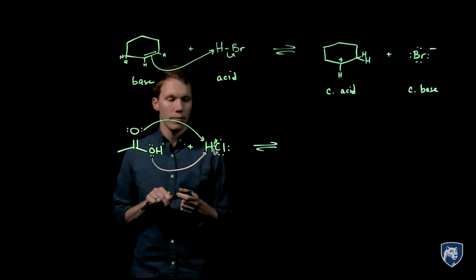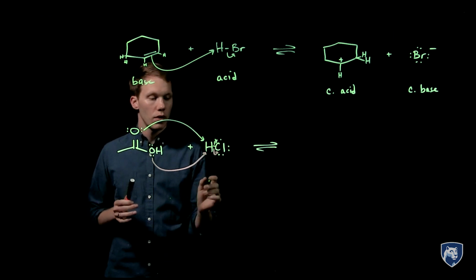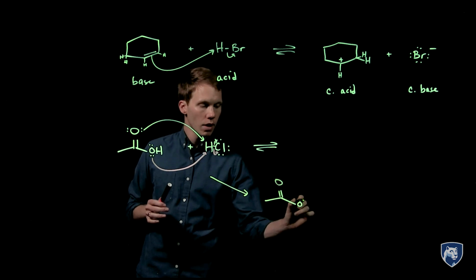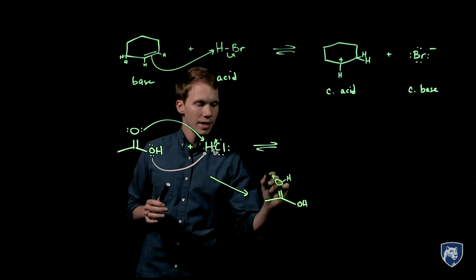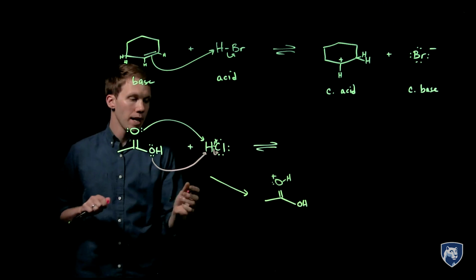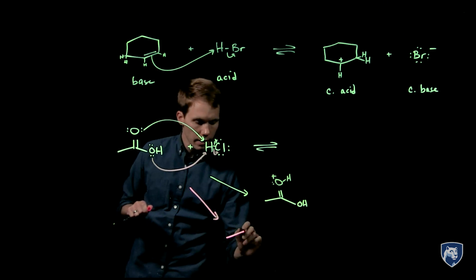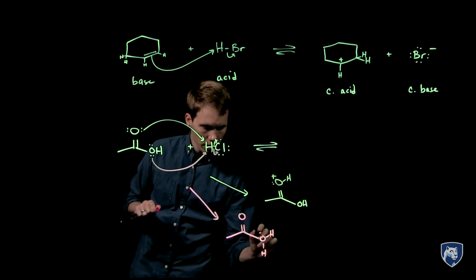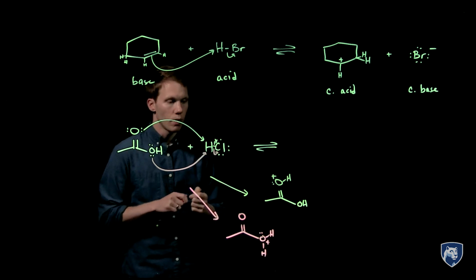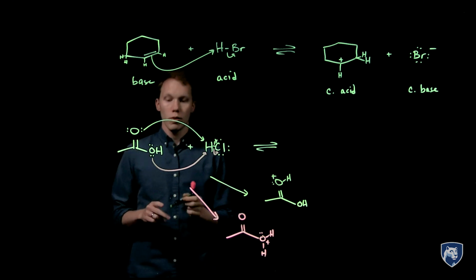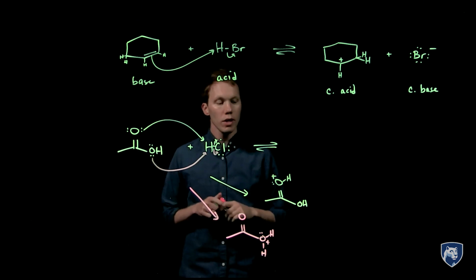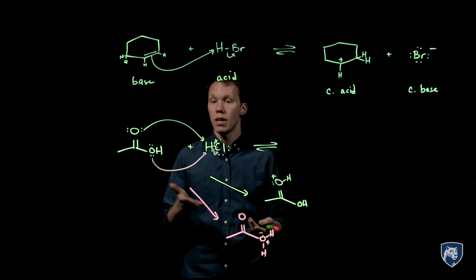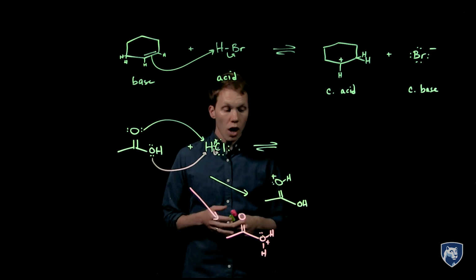So what do we get? Let me draw these both out. So if we go by the green arrows, we would get this conjugate acid. And if we go by the pink arrows, we would get this conjugate acid. All right, so then we need to think about, well, what can I look at in order to determine which of these is the best conjugate acid to draw here?